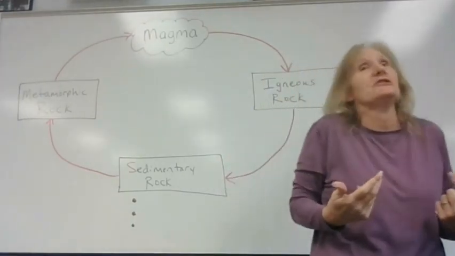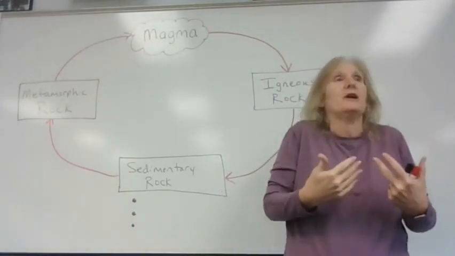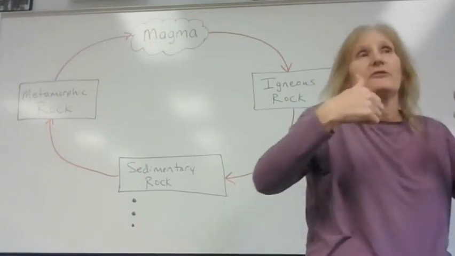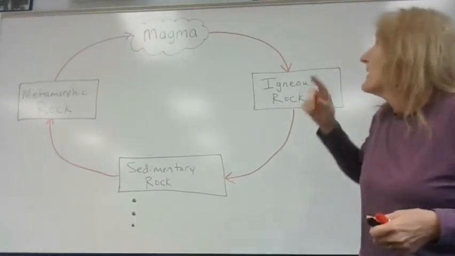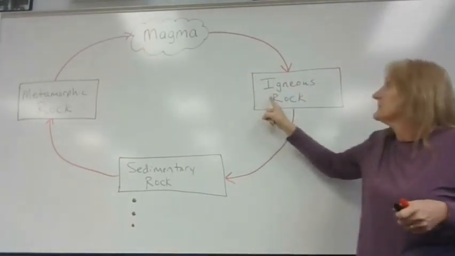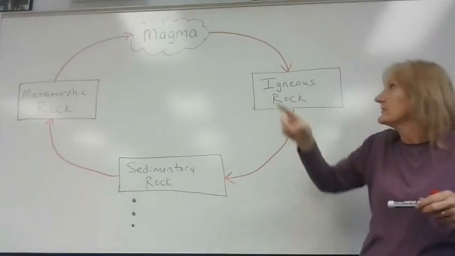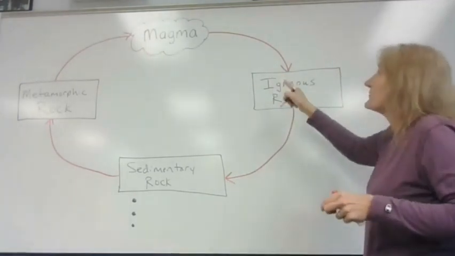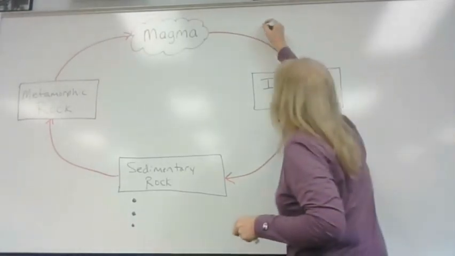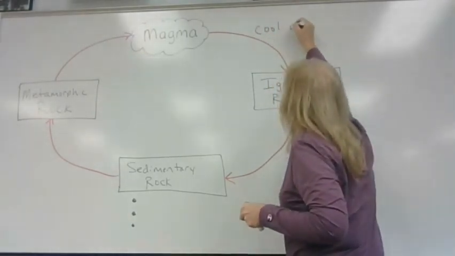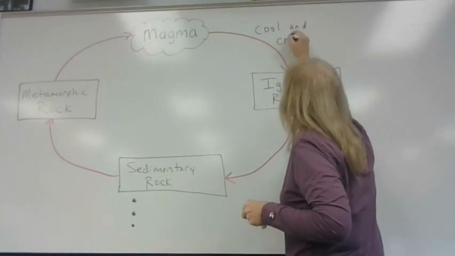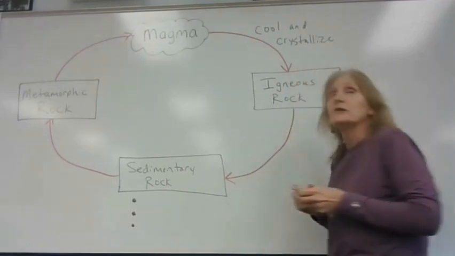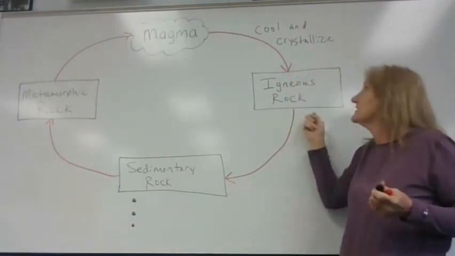It doesn't magically change. It's just the geologist's way of knowing if it's underground, if it's intrusive, or if it's on the surface and extrusive. That magma, in order to become an igneous rock, has to go through a process. So wherever you're seeing those red arrows, that's a process. The process to turn into that igneous rock is it needs to cool and crystallize. Right? So it's going to cool and crystallize to become the igneous rock.